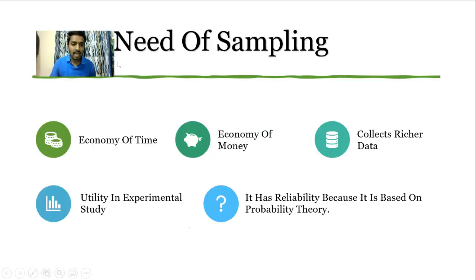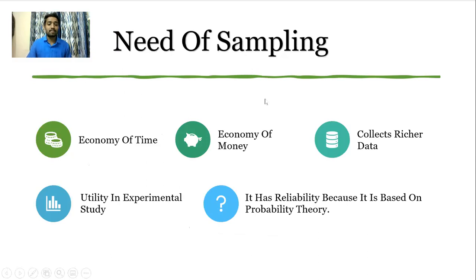So next we have needs of sampling. Why should we use sampling while we are doing research? What is the importance, or why does sampling play such an important role in our research? First, we have to look into the 5 major points that I have listed on the PPT.